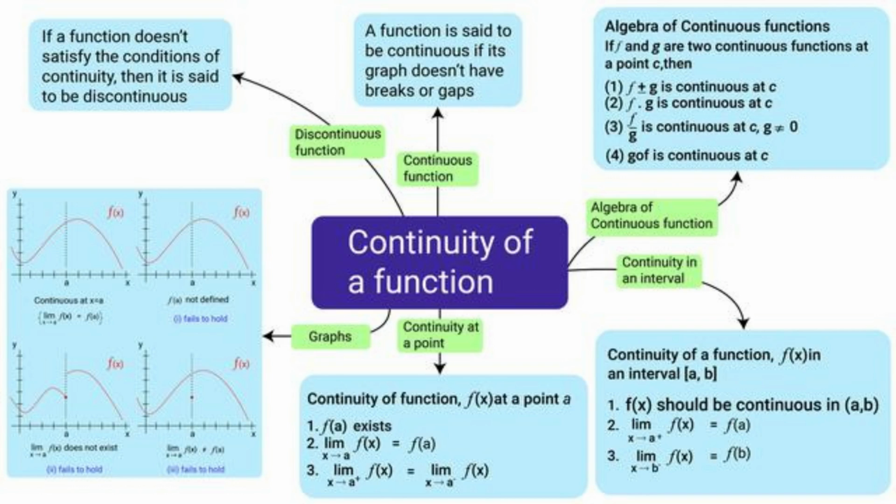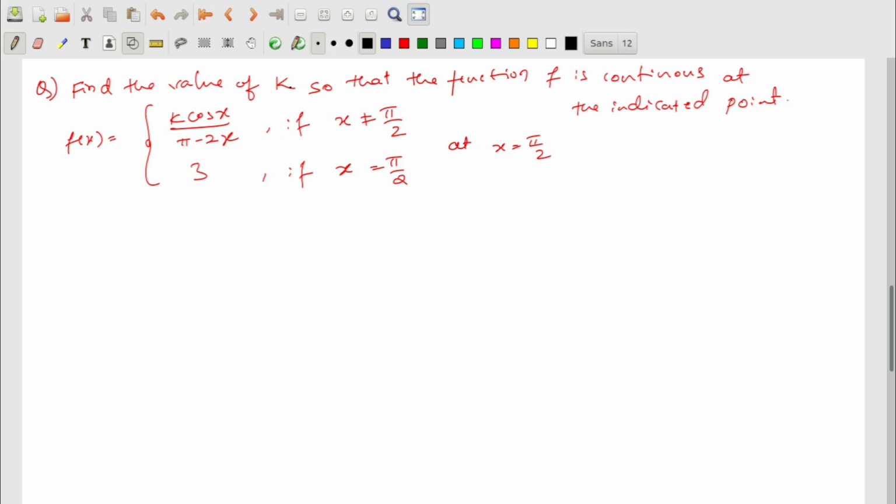Let's start with the first question. Find the value of k so that the function f is continuous at the indicated point. So now here again the function is continuous at x is equal to pi by 2 and you are asked to find the value of k here.